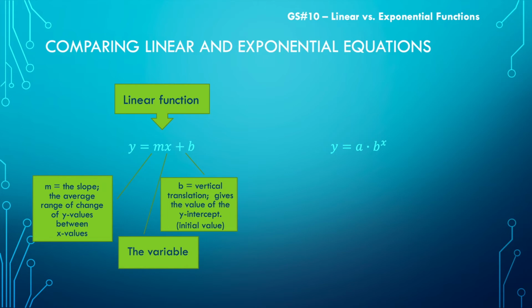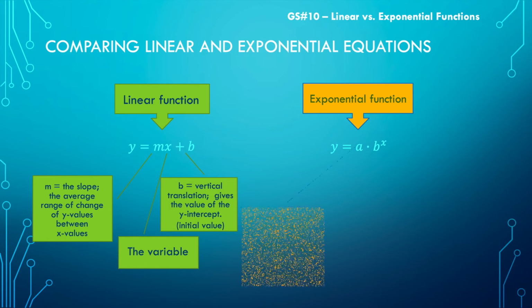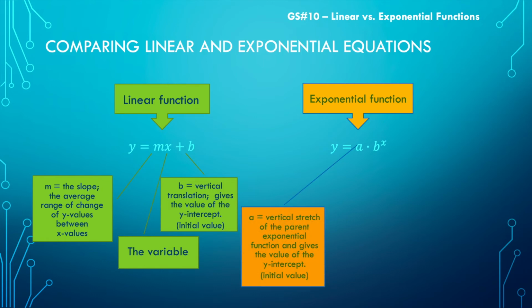All right, and so let's look at this one over here. This would be our exponential function. And we've got, again, 3 main components here. So this works a little bit differently than a linear function. The vertical stretch will affect the y-intercept.